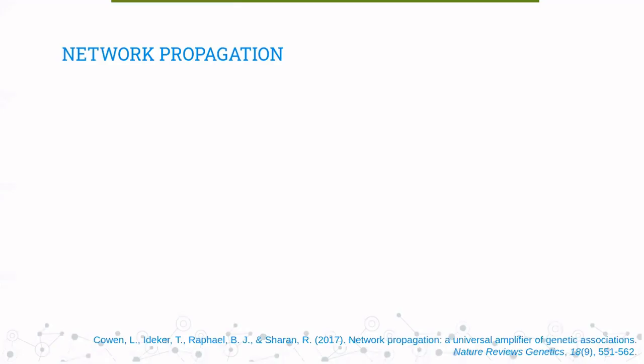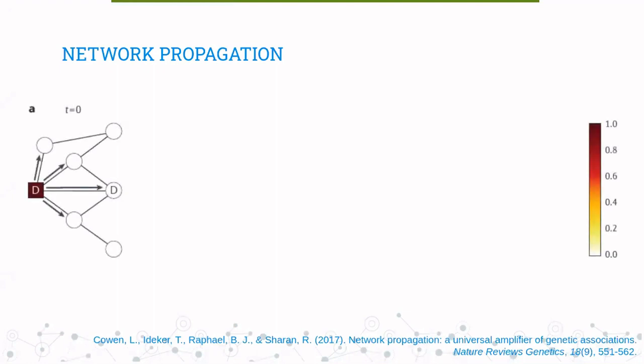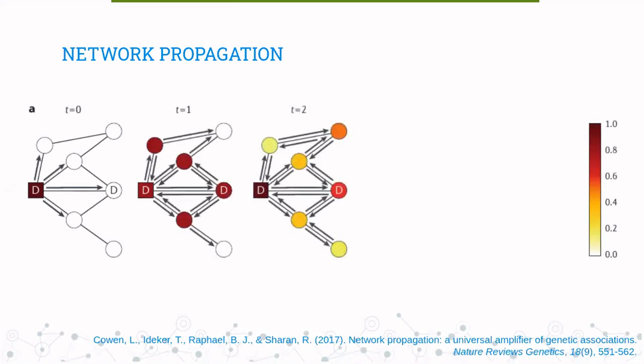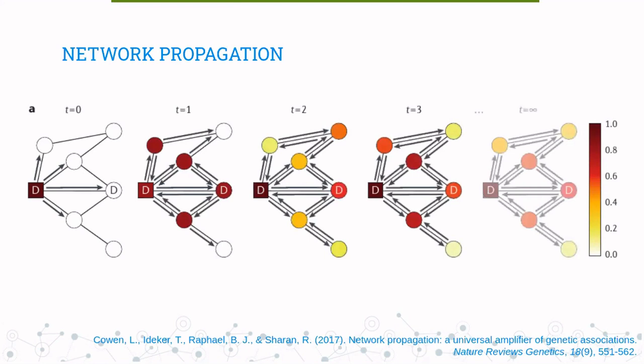Finally, in order to integrate both results, we applied network propagation, a method based on the guilt by association principle. If we select nodes of a network based on a certain feature, heat will spread throughout the network until convergence, allowing us to identify active subnetworks.